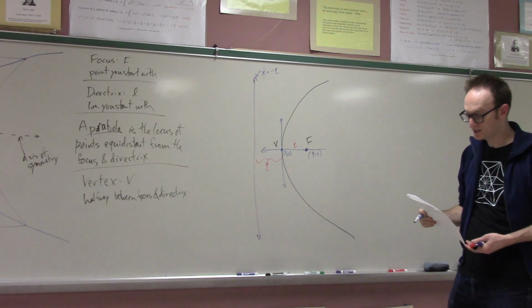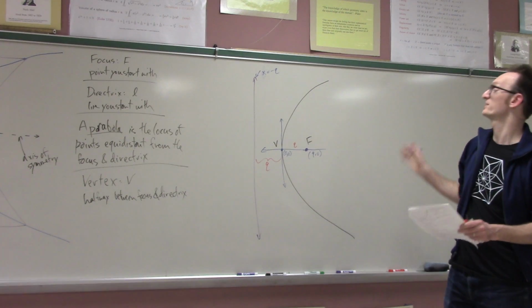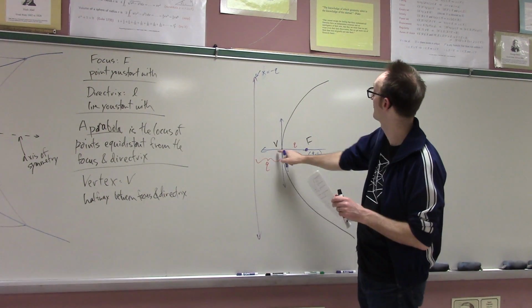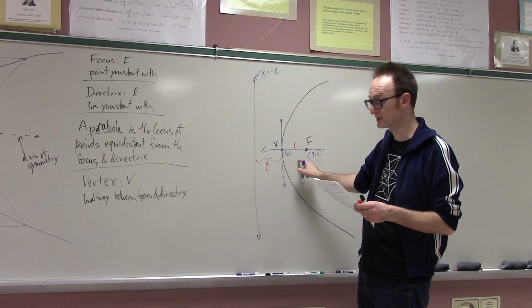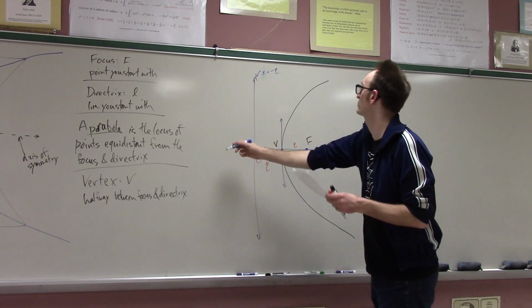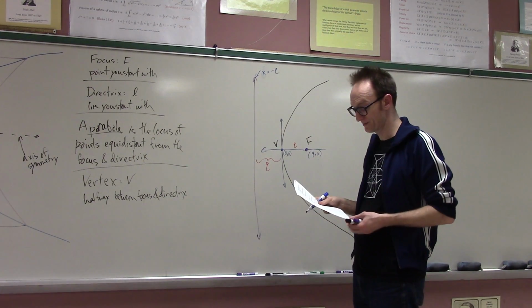Okay, how does this parabola open? Well, this is a horizontal parabola. It opens right. The distance from the vertex to the focus is Q. The distance from the vertex to the directrix is Q. The equation of the axis of symmetry is just y equals 0.